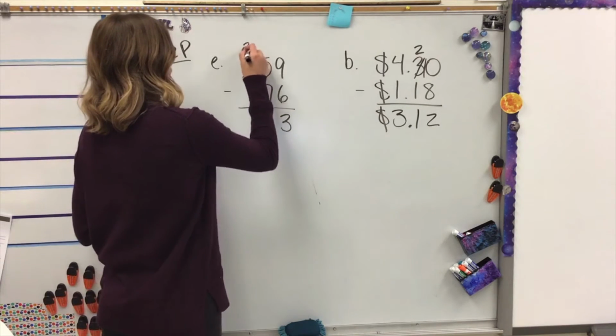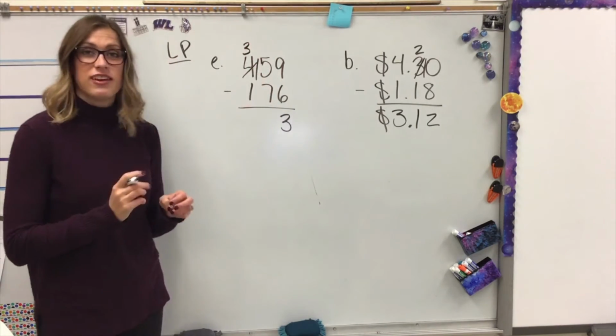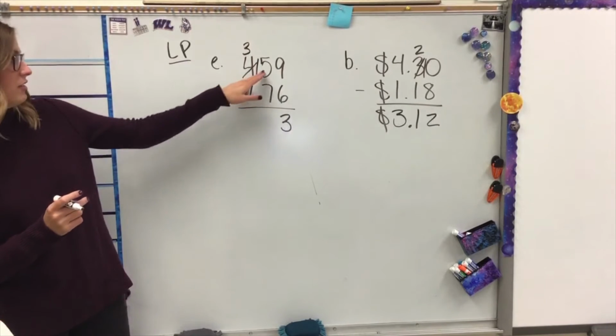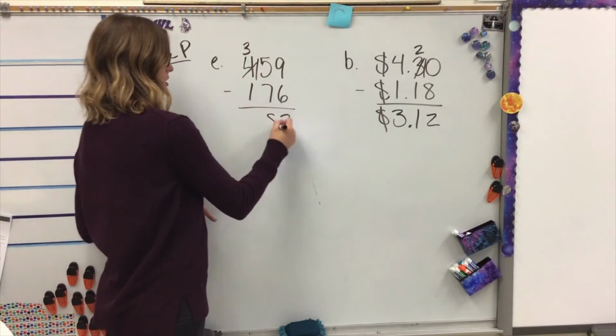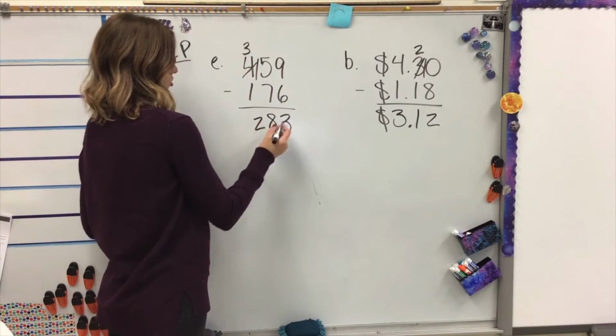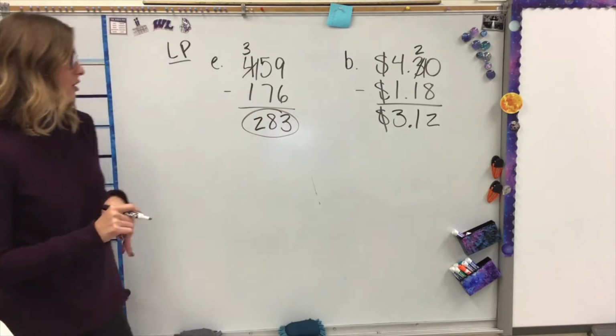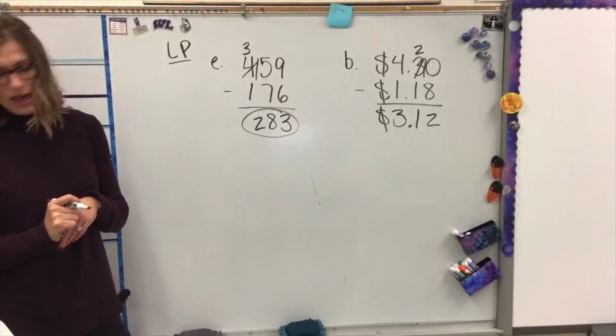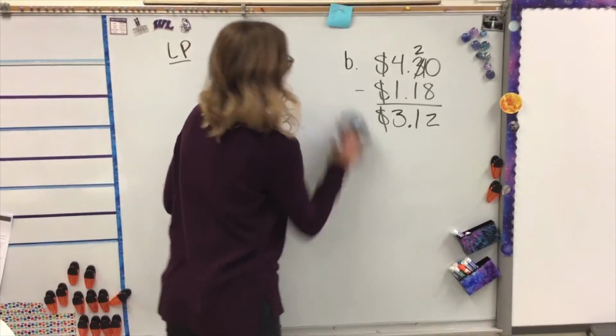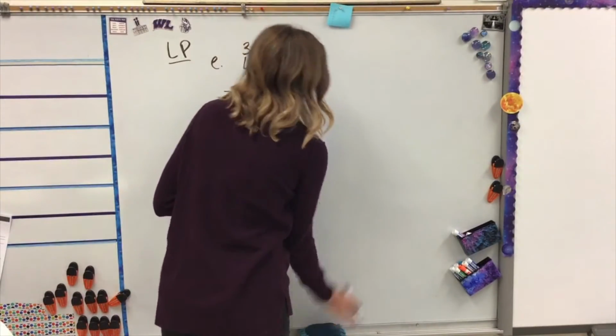Cross out the 4, make it a 3. Change the 5 into 15. Now we can say 15 minus 7 is 8, and 3 minus 1 is 2. So we get 283. And then finally, we've got letter F. Go ahead and start it by yourself.